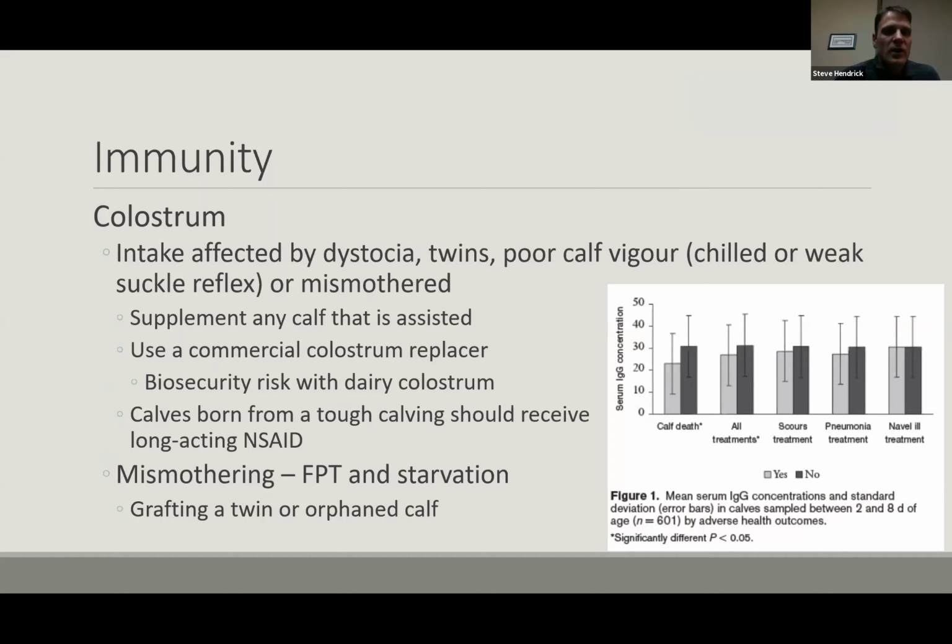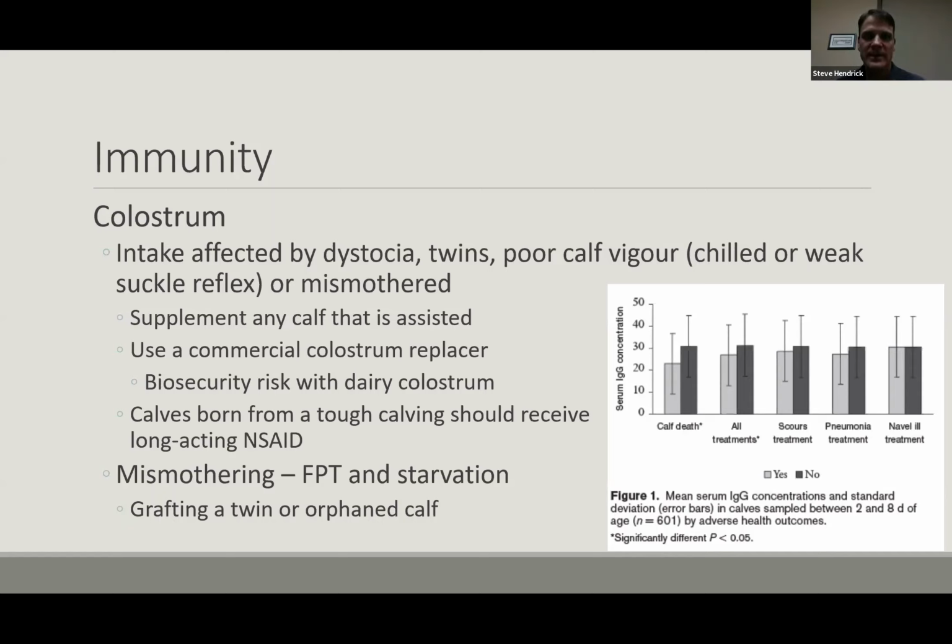So in terms of colostrum intake, we know that calves that are affected by dystocia, so if they've had a calving problem, twins are often a good example where one or both calves may have been stressed trying to get them out. If you have a calf that's born with poor vigor, I'm going to say, or describe it as that, so that's a calf with a poor suckle reflex, or maybe it's one that's been chilled if it's born on a cold evening, or one that's just been mismothered, that mom had her and walked away. These are all calves that need to be supplemented, okay?